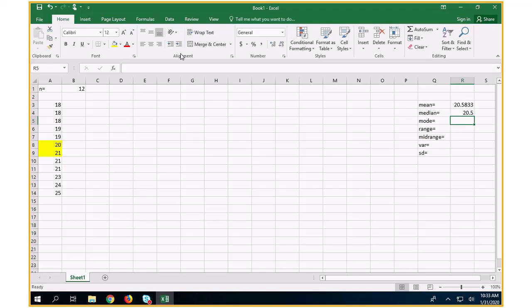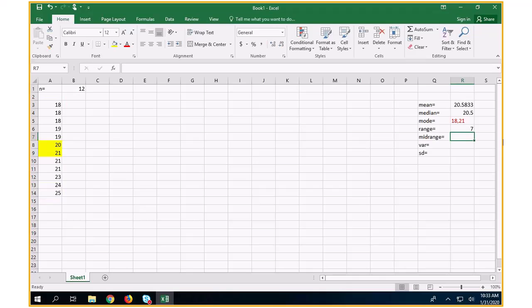Mode. I'm going to put that in red. Which one's the mode? Looks like 18 and 21. Y'all check me. Make sure. Okay. Range is equal to what? Oh, you're the one that listened. Thank you.